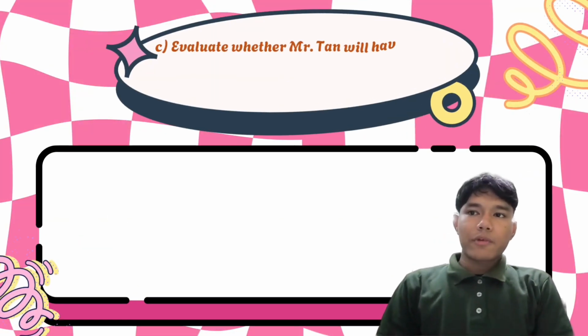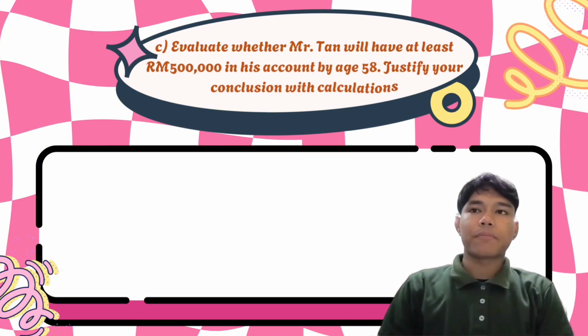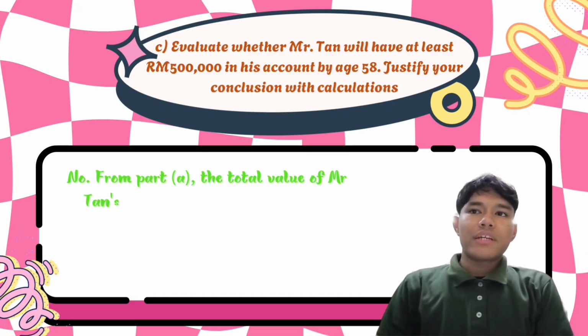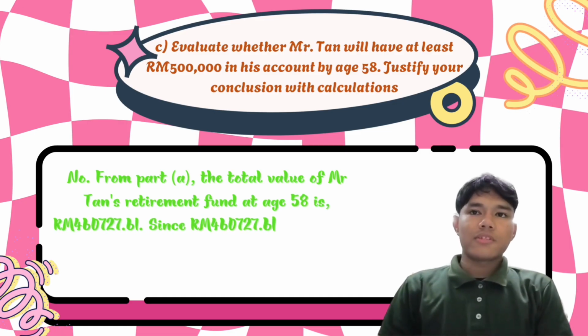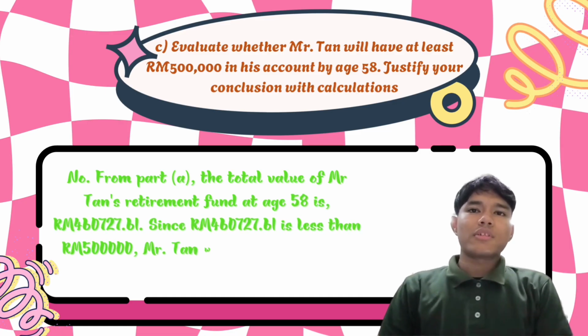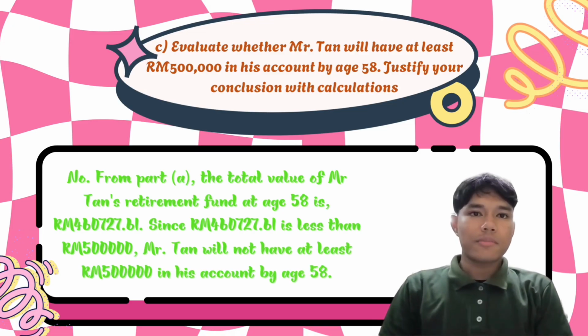For question C, evaluate whether Mr. Tan will have at least 500,000 in his account by age 58. Justify your conclusion with calculation. Now, from part A, the total value of Mr. Tan's retirement fund at age 58 is RM460,727.61. 460,727.61 is less than 500,000. Mr. Tan will not have at least 500,000 in his account by age 58.